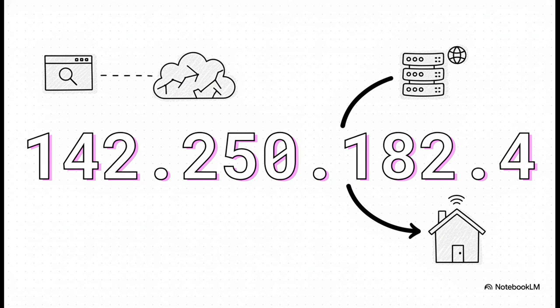And voila! After that lightning-fast hunt, this is what we get back. A string of numbers. This is an IP address, the specific digital coordinate for a Google server on the internet map. The treasure has been found. Now our browser knows exactly where it's going.